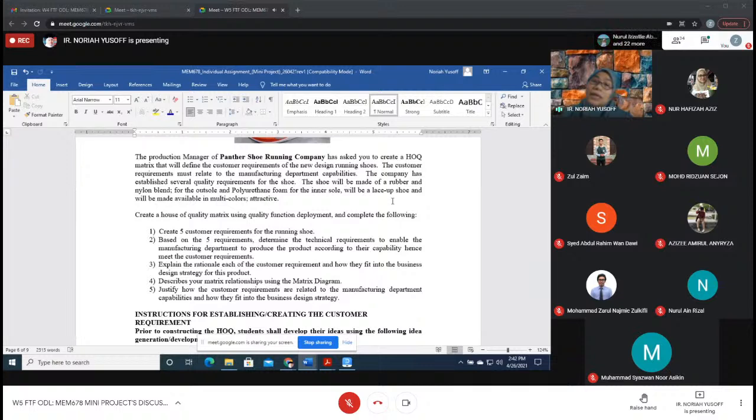So with all these hints or indications given to you, you have to create the 5 basic customer requirements for the running shoes. What I can give you is some ideas on how to come up with these basic 5 requirements. You can hold a brainstorming session among your peers. But in the end, you just pick the 5 customer requirements based on your own perspective. Discussion can be made in a group. If you find it difficult to do alone, you can discuss, and then please highlight in your report that you have made a discussion and with whom.